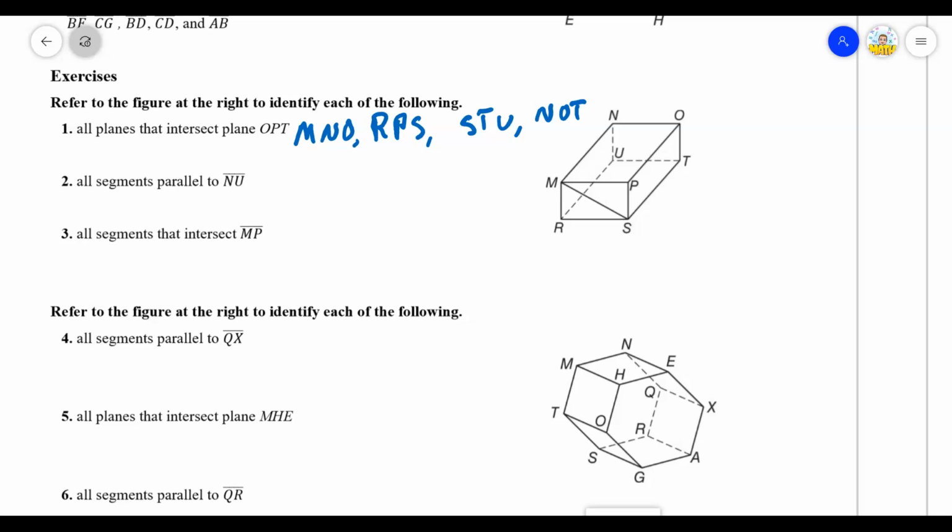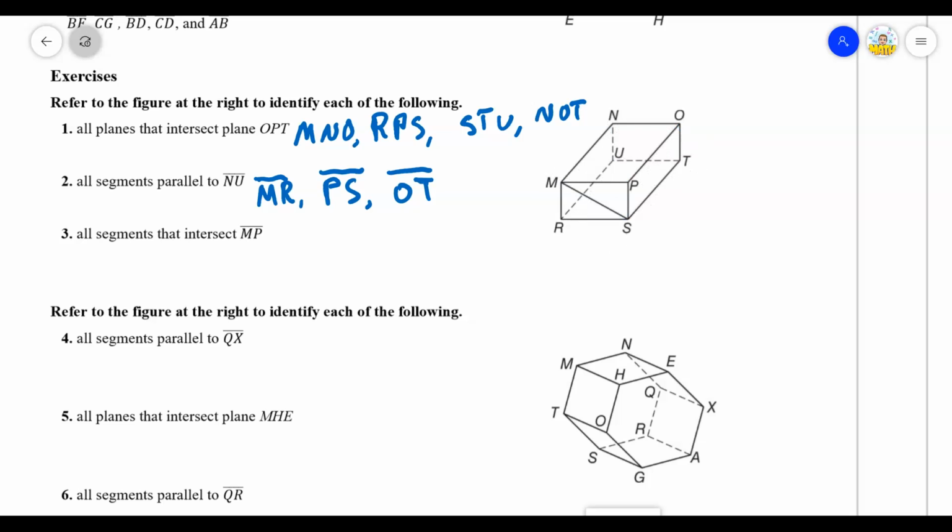The next question says, all segments parallel to NU. Let's look at where NU lives. It's right here. See if we can identify all the segments that would be parallel to it. Well, I've got this one here, MR. This one here would be parallel to it, PS. You see how they're parallel? There'd be like a plane cutting across there. And then also this segment OT. All of those would be parallel.